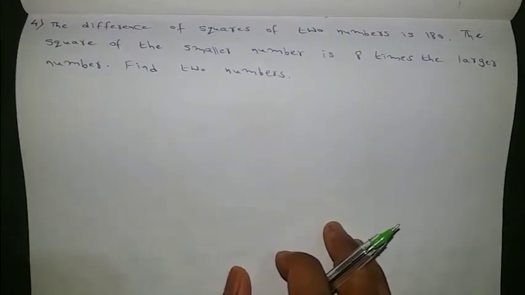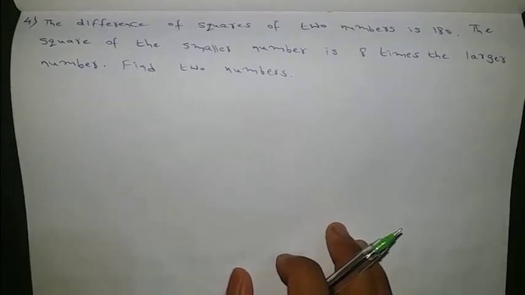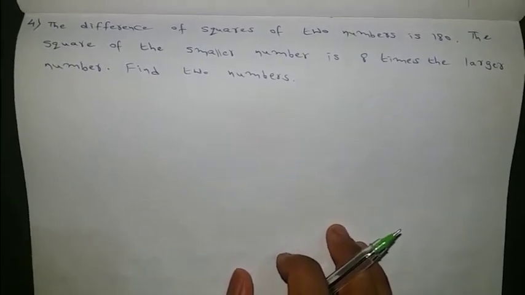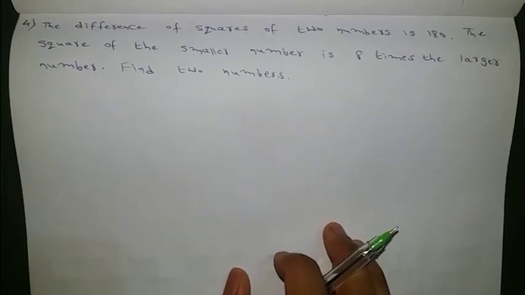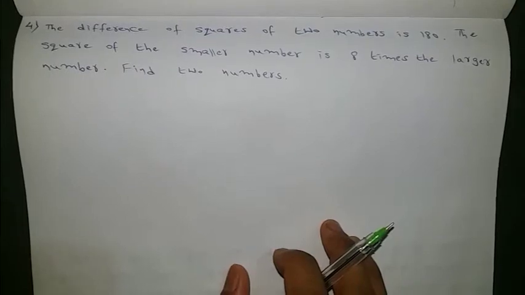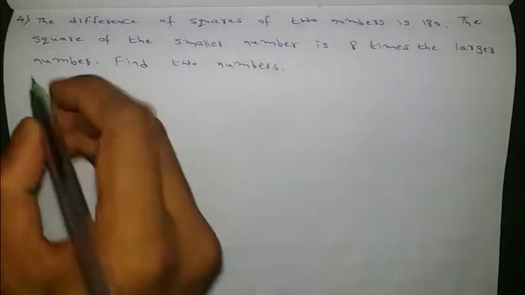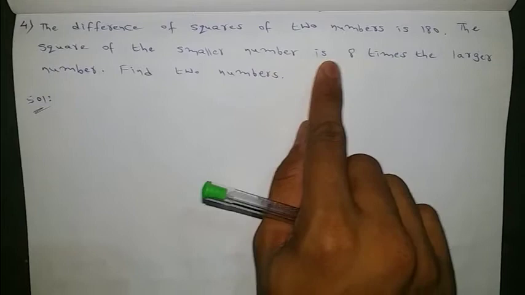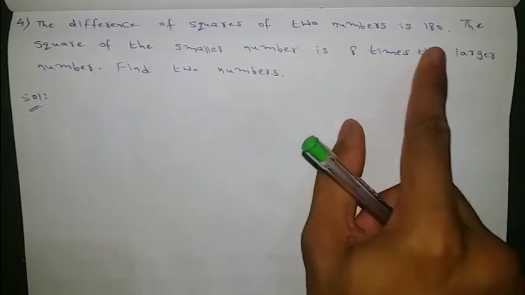The difference of squares of two numbers is 180. The square of the smaller number is 8 times the larger number. Then find those two numbers. The square of the smaller number is 8 times the larger number.